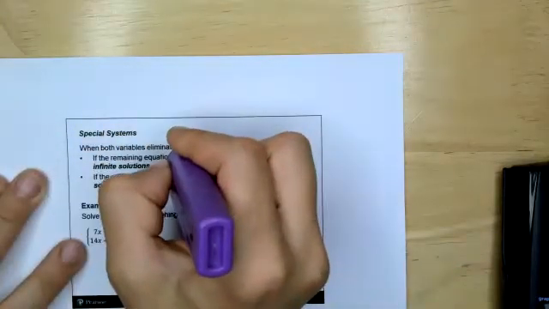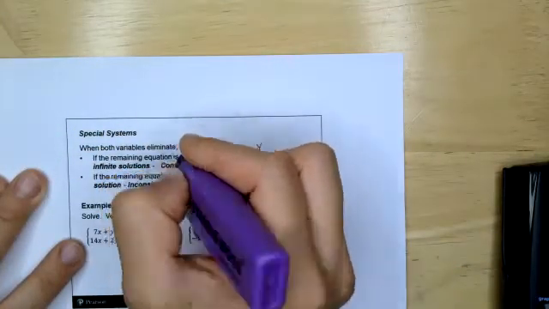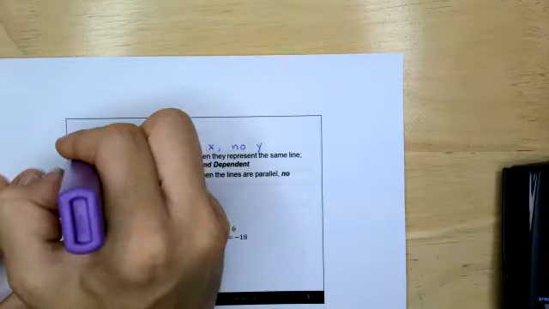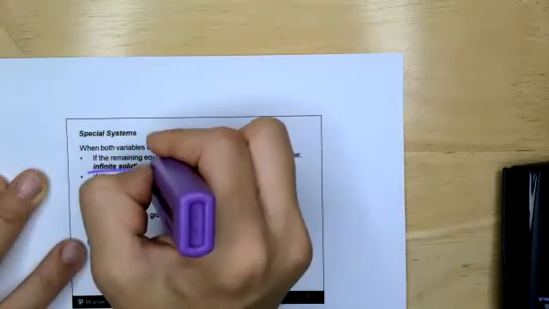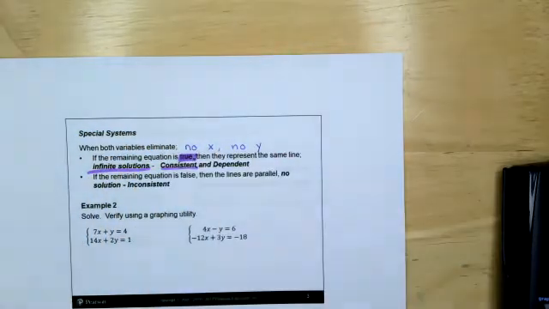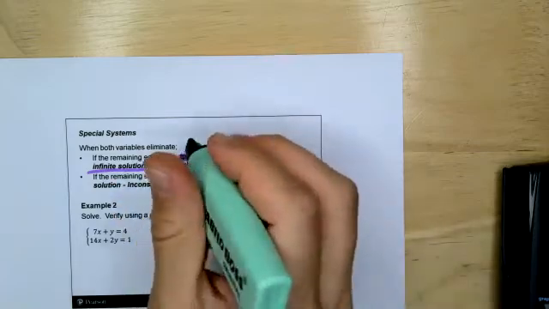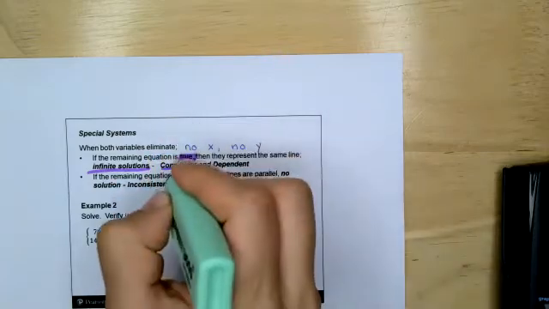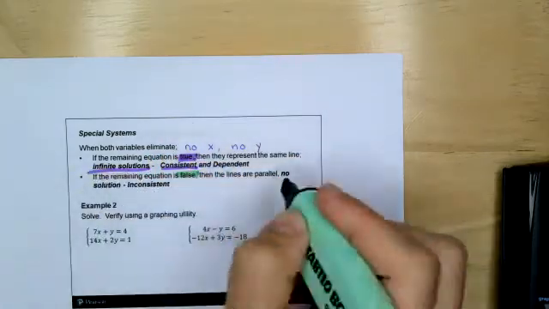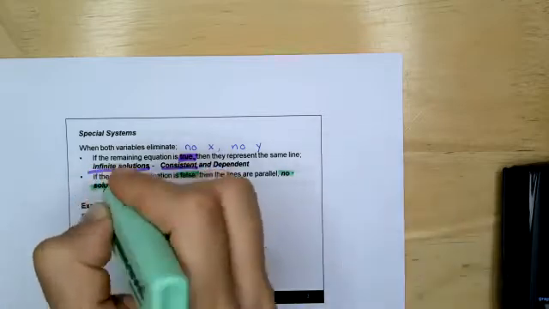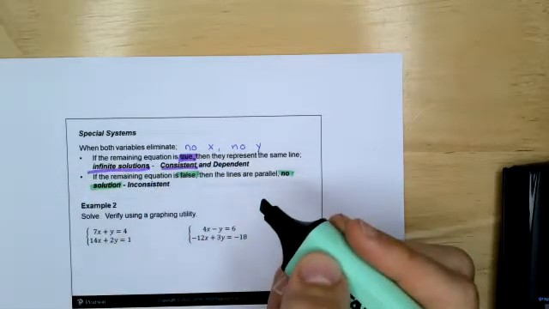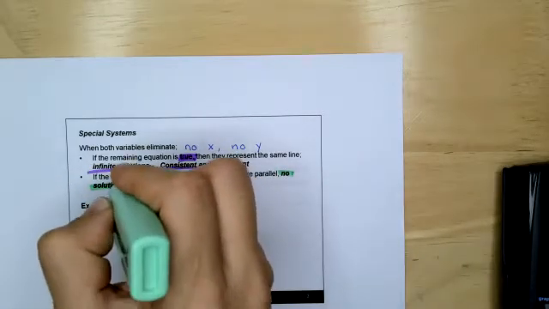If the remaining equation is true without x or y's, then that means it is consistent. There are infinitely many solutions. They are on the same line, okay? If when you have no x's and no y's, the equation is false, there is no solution. It is inconsistent.